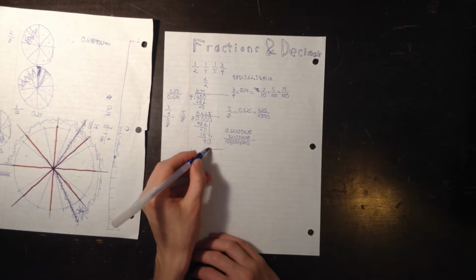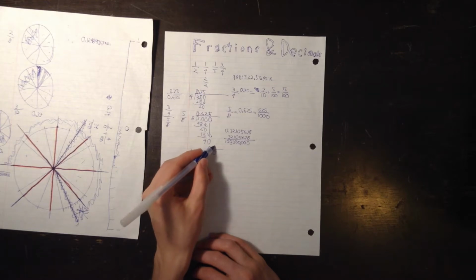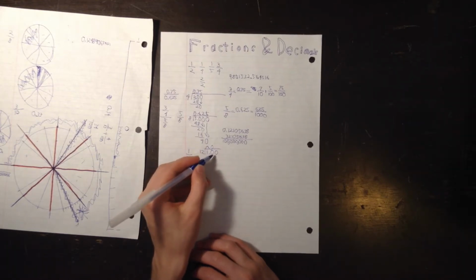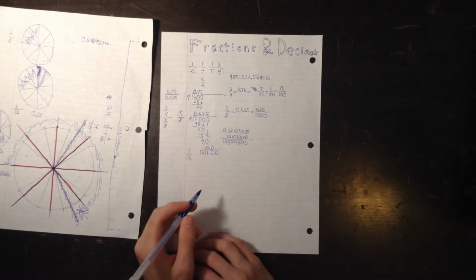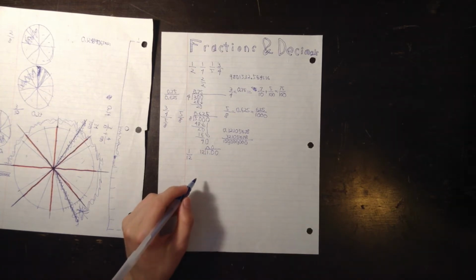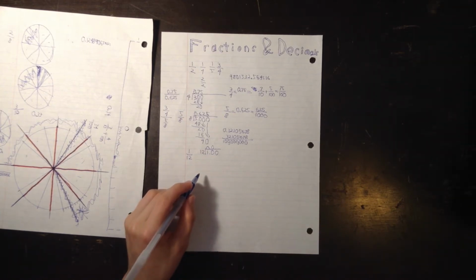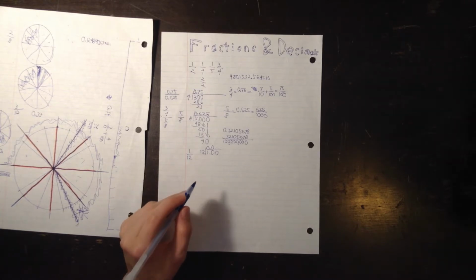12 doesn't go into 1 evenly. 12 goes into 10, doesn't go into 10 evenly. 12 goes into 100, it does go into 100 evenly. And how many times would that be? Let's figure that out.